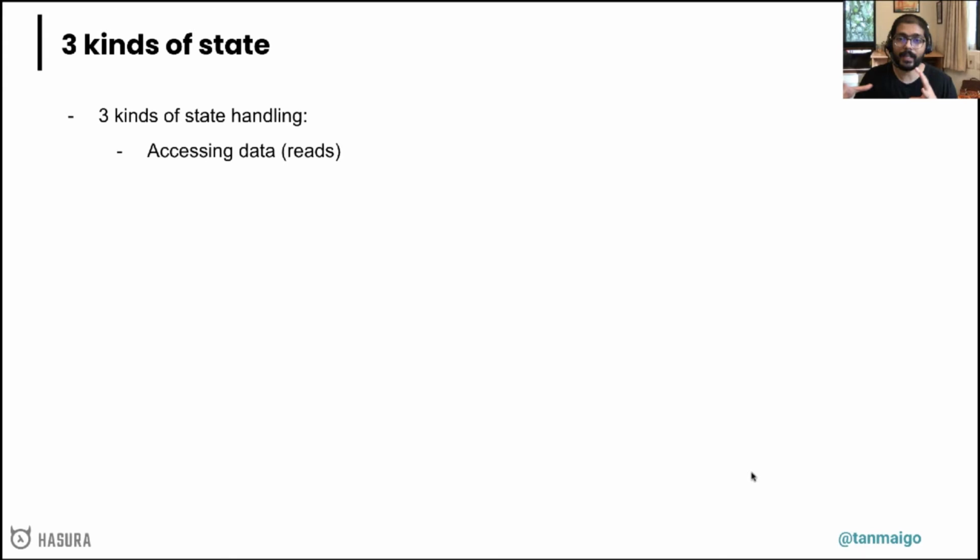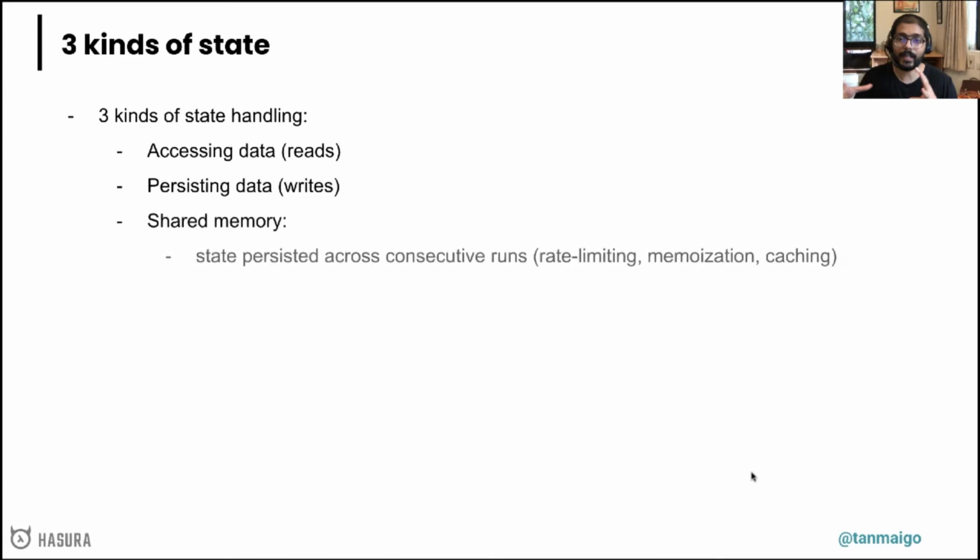So the first is accessing data, when you need to read data from sources. The second is persisting data, when you need to write data to places, so that once your business logic finishes running, you've made some side effect in the world and some state has changed somewhere. And the third is shared memory, which is state that is persisted across, say, consecutive runs.